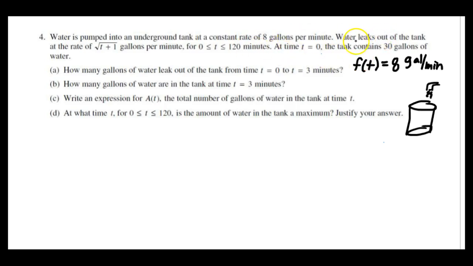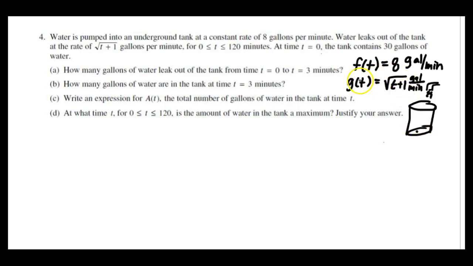And at the same time, water leaks out of the tank at a rate of radical t plus 1 gallons per minute. So that's a separate function. I'm going to call g of t the other function, radical t plus 1, also in gallons per minute. So at the same time water's coming in, water's also leaking out. Let's imagine that there's a hole in the tank, and since it's not coming out at the same rate, maybe that hole is expanding. So water's coming out at different rates every single minute.